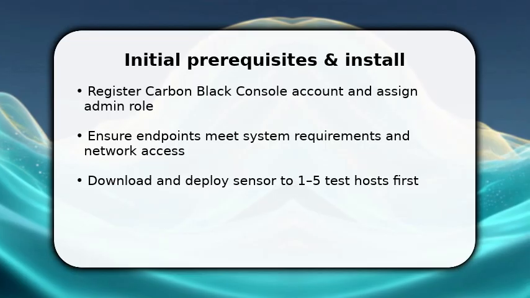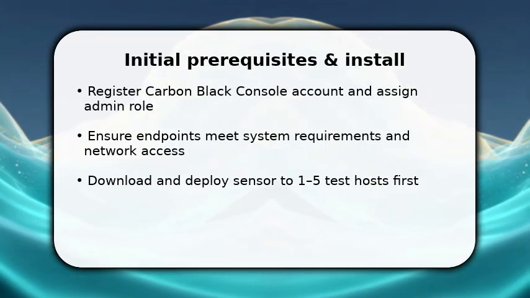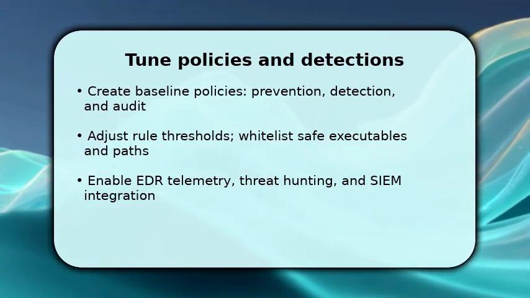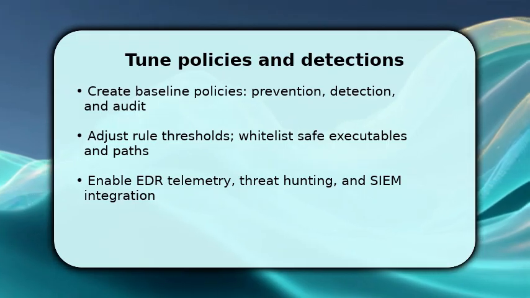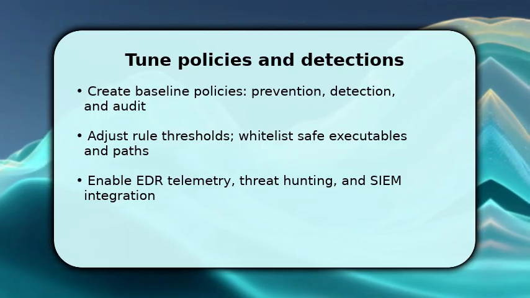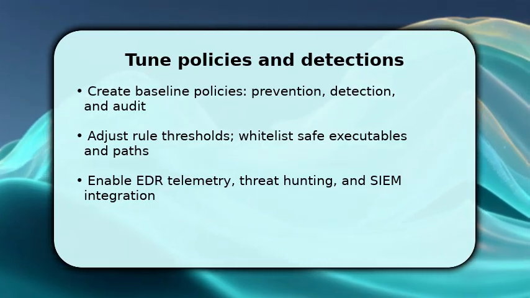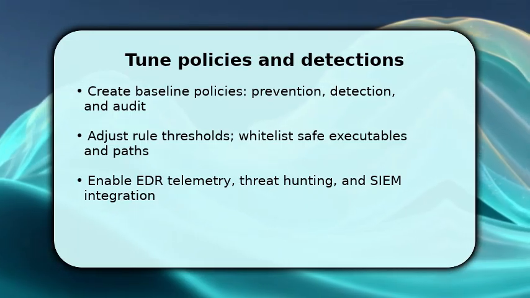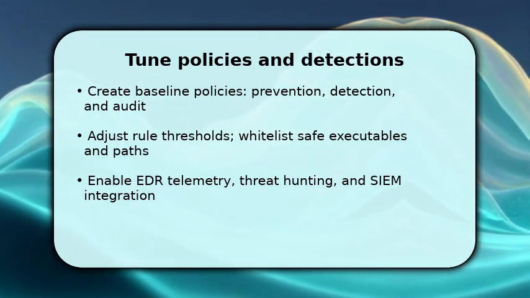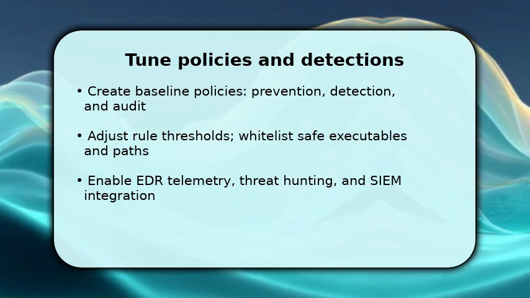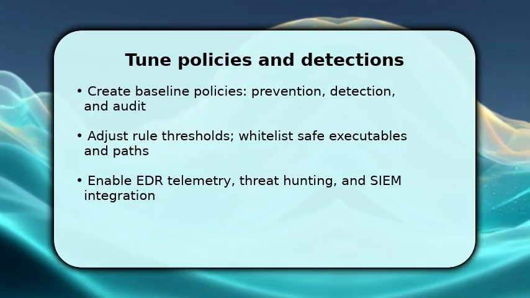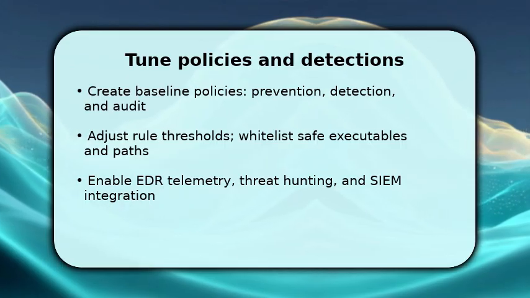Once sensors report in, you tune policies and detections to reduce noise while preserving coverage. Begin by creating baseline policies for prevention, detection, and audit. Apply them to a test group. Then adjust rule thresholds and whitelist validated executables and known safe paths to avoid false positives. Enable endpoint detection telemetry and configure threat hunting queries. Integrate output with your SIEM for correlation. Make sure to document each change so you can roll back if a rule impacts business-critical apps. This helps balance security with availability.